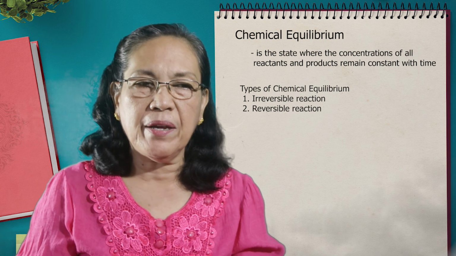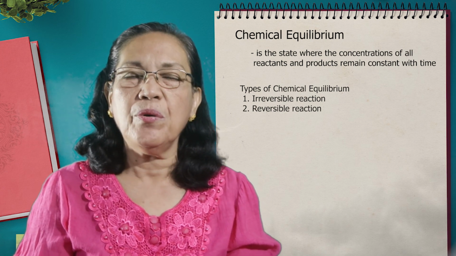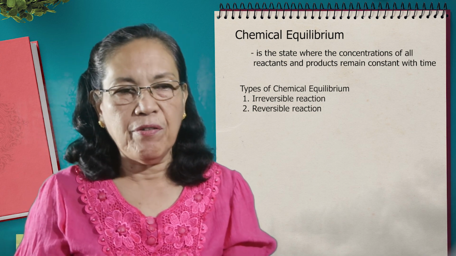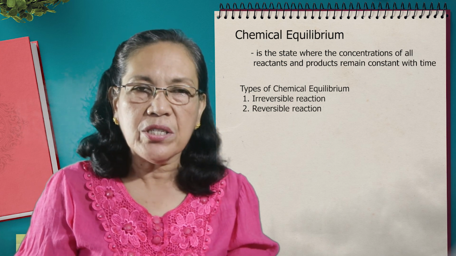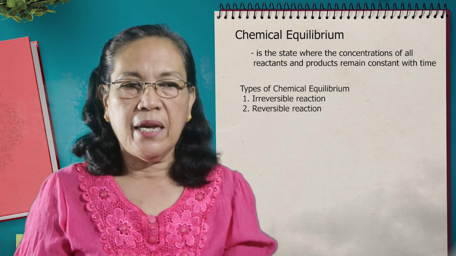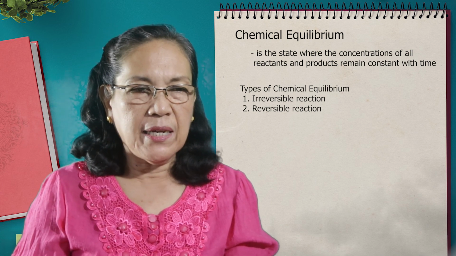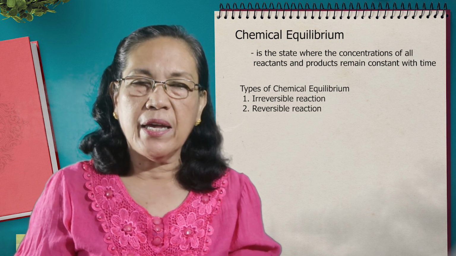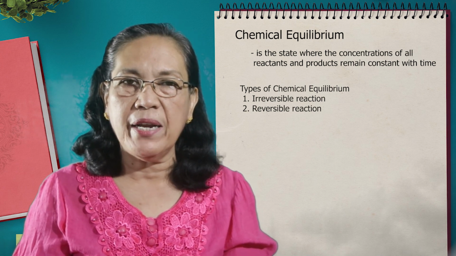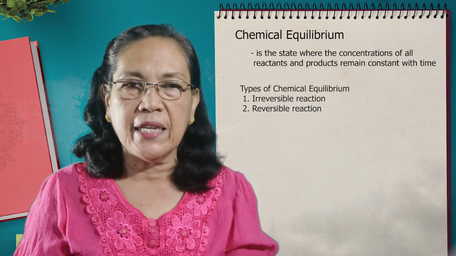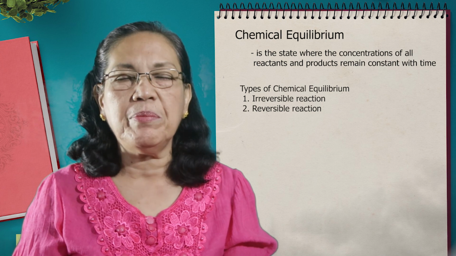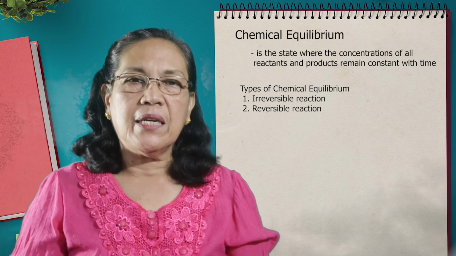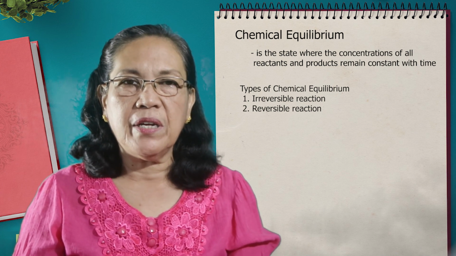At first, during mixing, there will be no products C and D yet. But as the forward reaction begins, the concentration of the products C and D increases, and the rate of the backward reaction also increases. Why? Because there is already formation of the products C and D, and these C and D products are responsible for forming back the reactants A plus B, thus establishing a state of equilibrium.